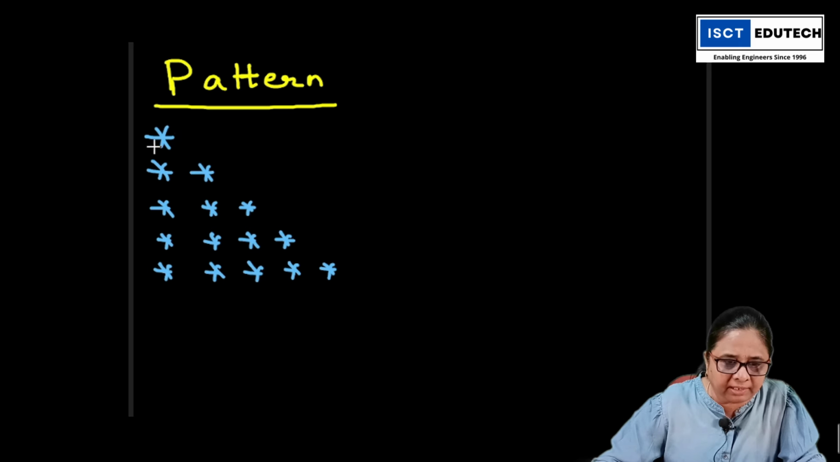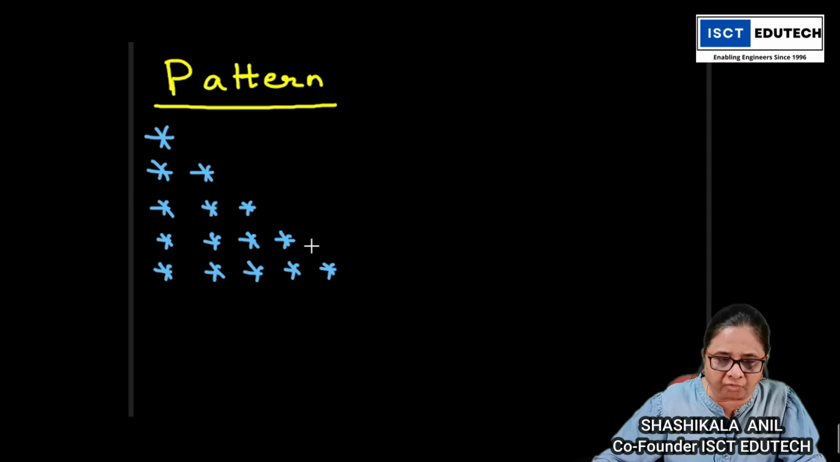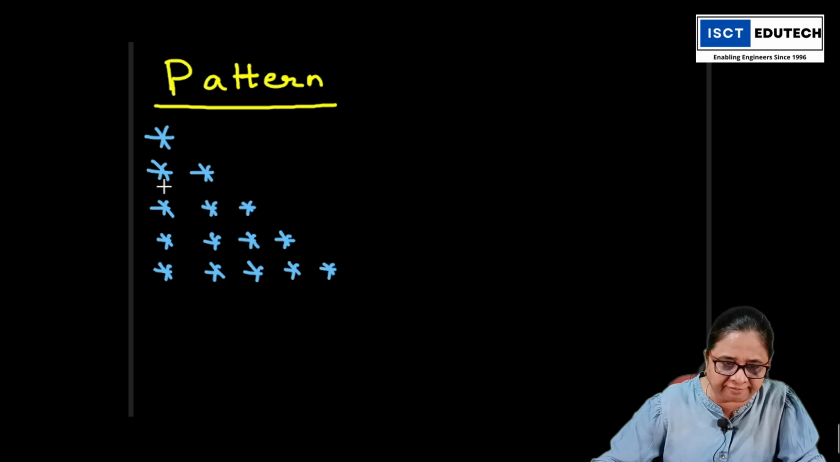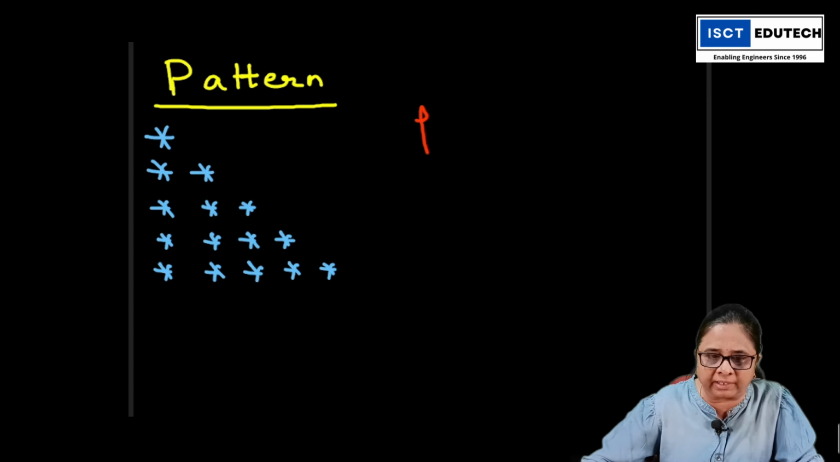In row 1, I am printing 1 star. In row 2, I am printing 2 stars. Row 3, 3 stars. Row 4, 4 stars. And in row 5, 5 stars. So you can identify the relation. If row is 1, print 1 star. If row is 2, print 2 stars. So how do we come up with the logic? Since I'm printing 5 rows, I require a loop for this. I will say for i equals 1, i less than or equal to 5, i plus plus.